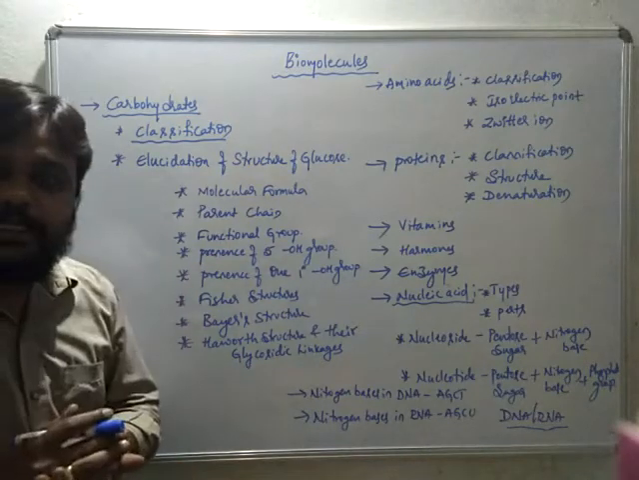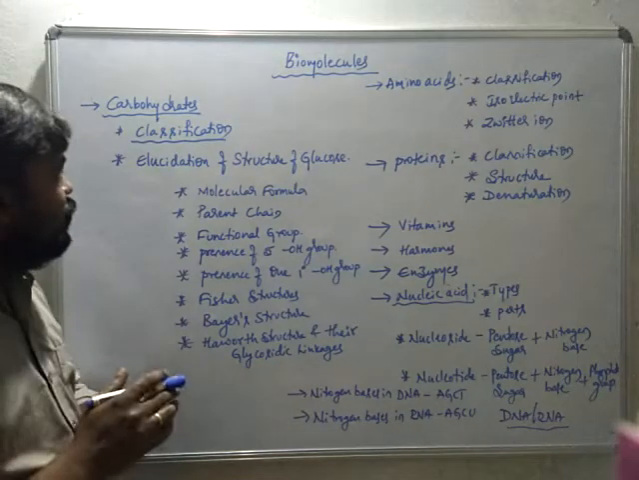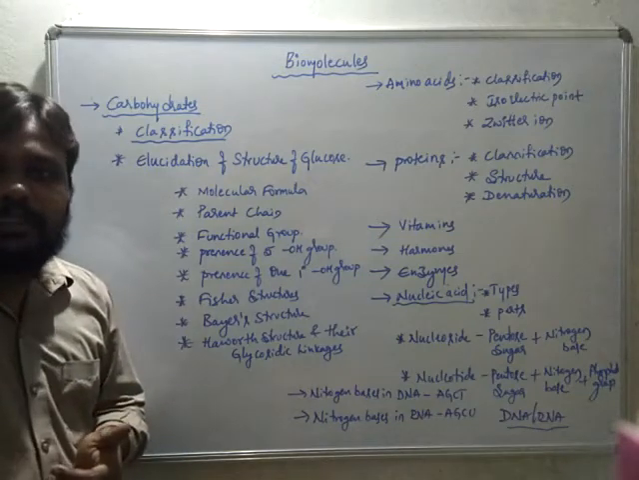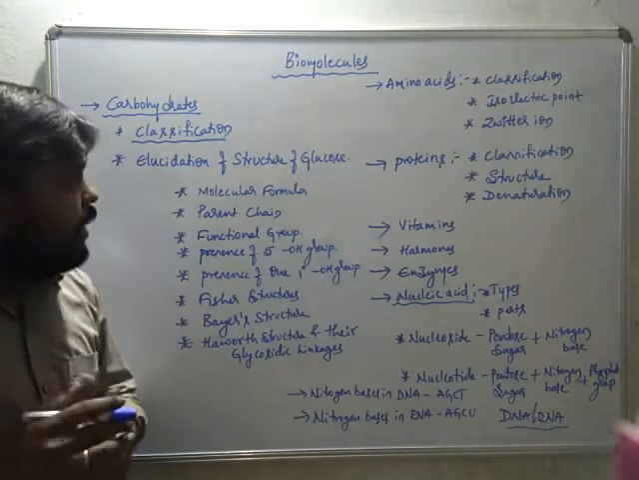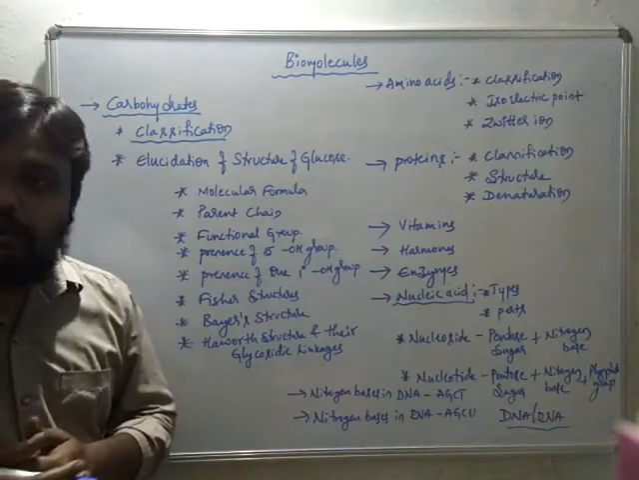Similarly, for disaccharides, we have sucrose, lactose, and maltose. In case of polysaccharides, we have starch, cellulose, and glycogen. Like that, we have a variety of carbohydrates.